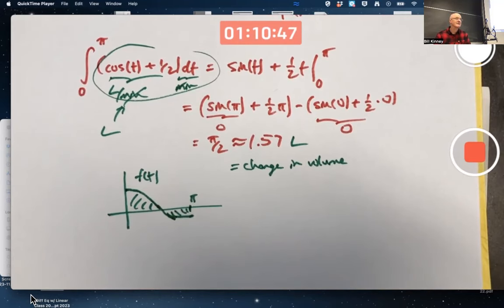In general, the integral of a rate of change gives you the change in the quantity. The integral of a velocity gives you change in position. Integral of a flow rate gives you the change in volume. Velocity is the rate of change of position. Flow rate is the rate of change of volume with respect to t.